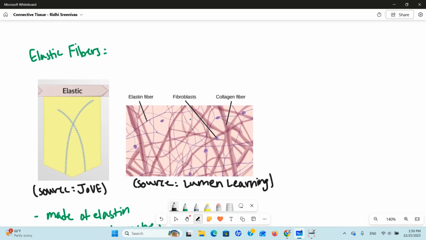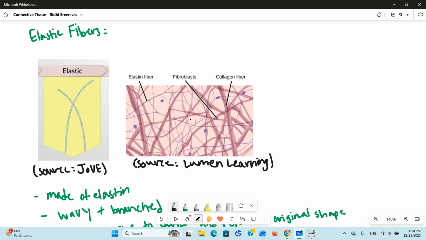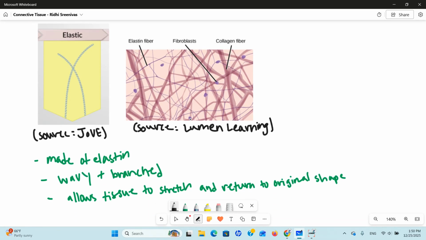Next, we have elastic fibers, and they're made of elastin, being more wavy and branched, allowing tissues to stretch and then return to the original shape, like a rubber band. That's their property, to be able to be stretched and recoil back. That's the property they give to the tissues that have them. And this is a general picture I have right here that shows the comparison between collagen fibers being much thicker and these elastin fibers being thinner but branched, and you can see the comparison between them.